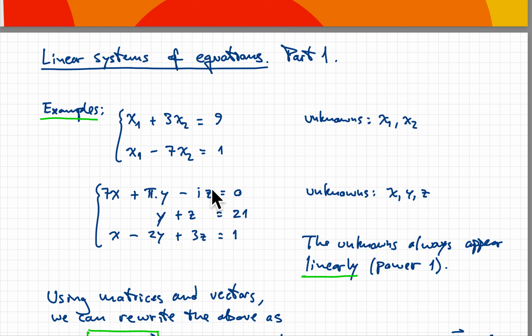So this is one system, and here's another system. And this is what we call a 2x2 system, and this is what we call a 3x3 system, because here there are 2 equations and 2 unknowns, and here we have 3 equations and 3 unknowns.